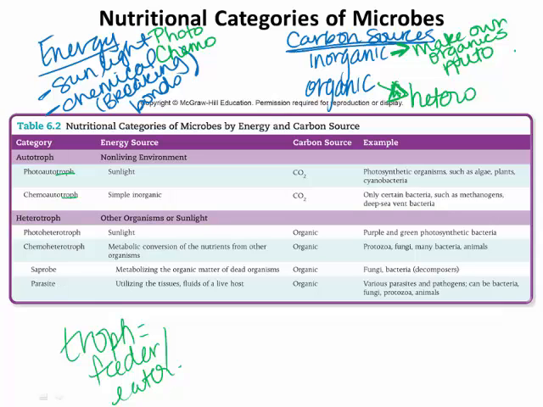Examples of this, photoautotrophs, like plants, go through photosynthesis, where they use sunlight and carbon dioxide to produce their own sugars. Glucose is a product of photosynthesis. So sunlight and carbon dioxide, which we remember is an inorganic molecule, will be photoautotrophs. Meanwhile, a chemoautotroph does not use sunlight. It will use some type of chemical in an inorganic compound to actually create its own organic carbons.